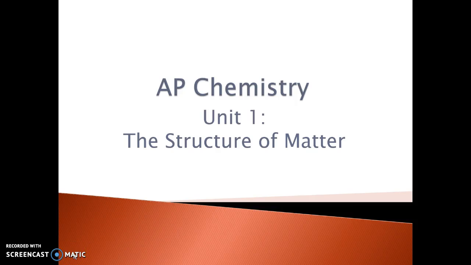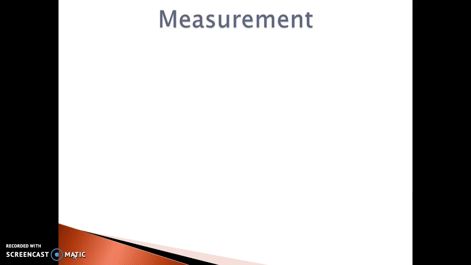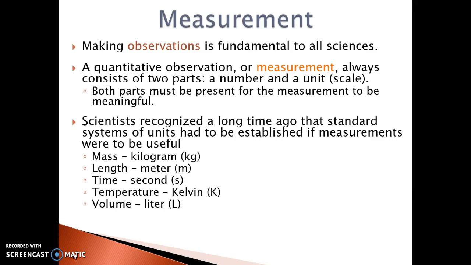In our first unit of AP Chemistry, we will be reviewing various concepts learned in your first year chemistry course, including measurement and significant figures. Making observations is fundamental to all sciences, including chemistry. A quantitative observation, also known as a measurement, must include a number and a unit.